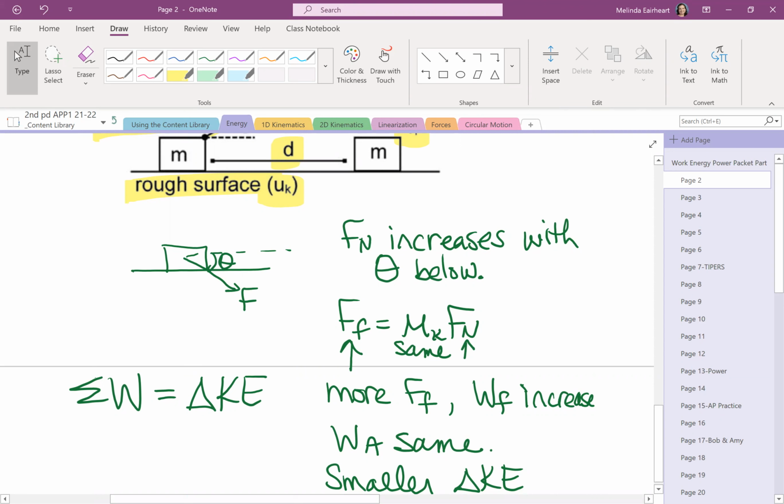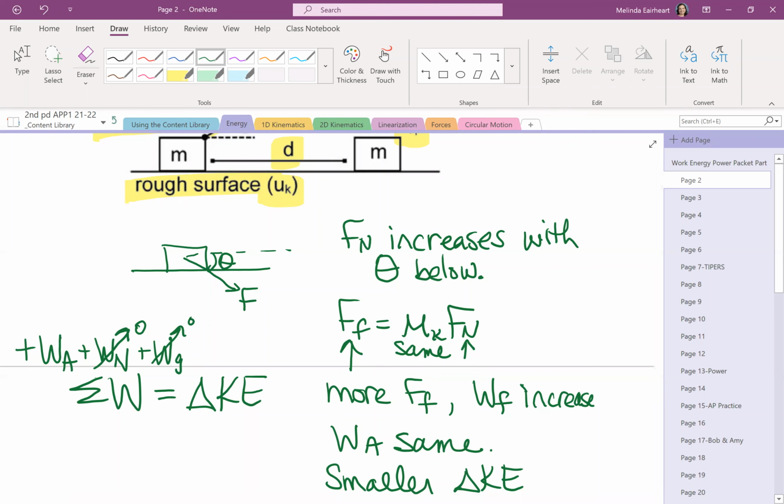Who's doing work? The applied. And is the applied doing a positive work or negative work? Okay, so we got a positive work applied. What about normal? No. What about gravity? No. Why not? Those are vertical forces, but it's moving horizontal. And so that's going to be 90, right? What about friction? Yes, as it moves to the right, friction is going to be left, so it's plus a negative.